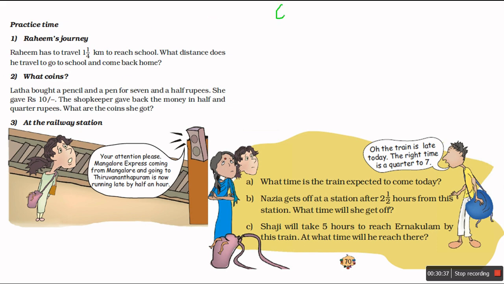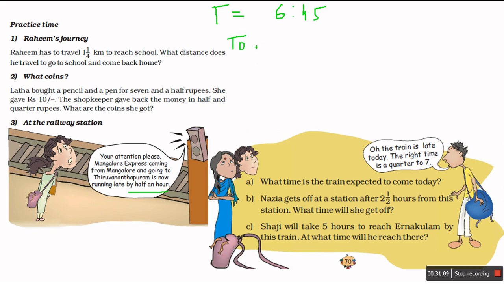Quarter to seven means 6:45. Okay, time. The exact time is 6:45. Quarter to seven means 15 minutes to seven. Okay, so the train is running late by half an hour, meaning 30 minutes. Okay, what time is the train expected to come today?